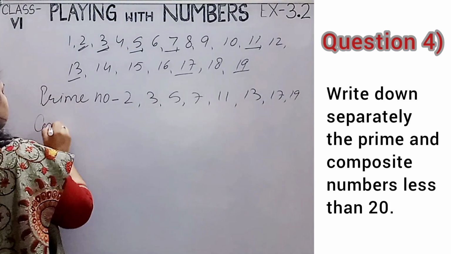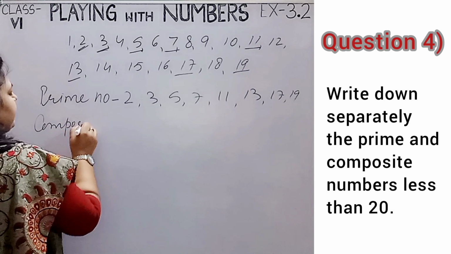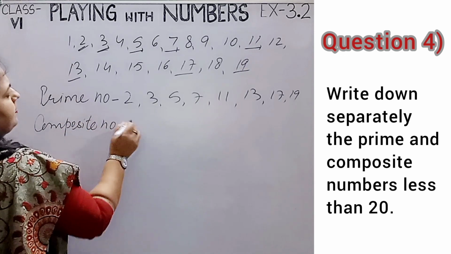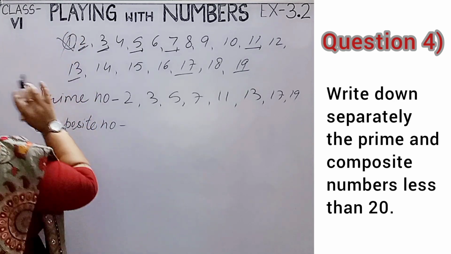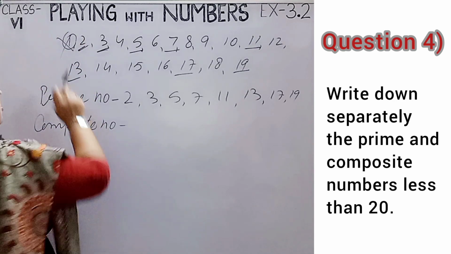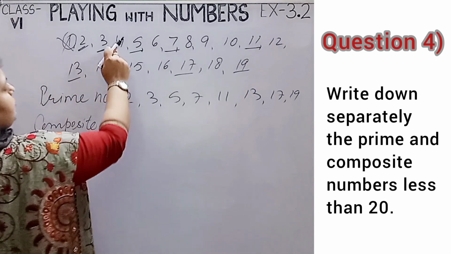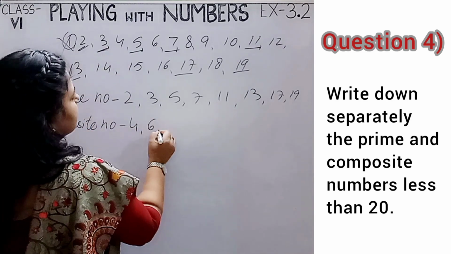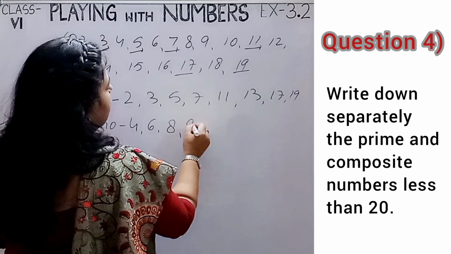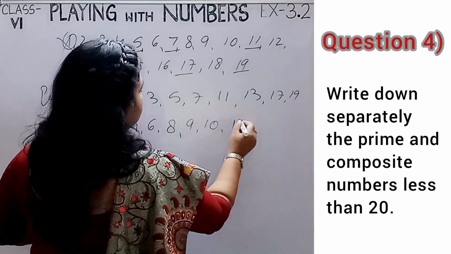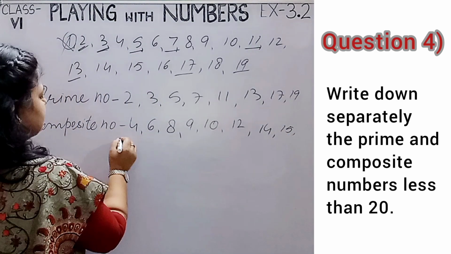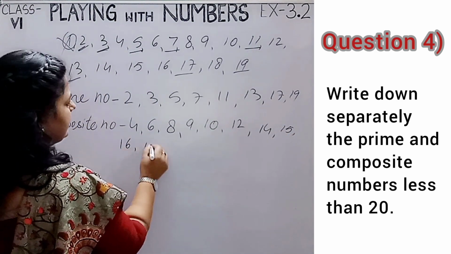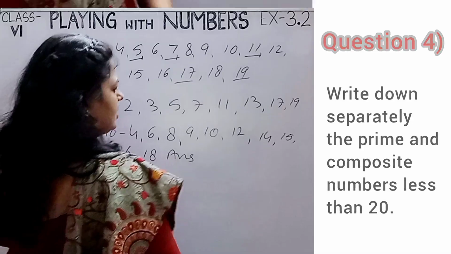Now come to composite numbers. 1 is neither composite nor prime, so this is excluded. Come to 4, 6, 8, 9, 10, 12, 14, 15, 16 and 18. Answer.